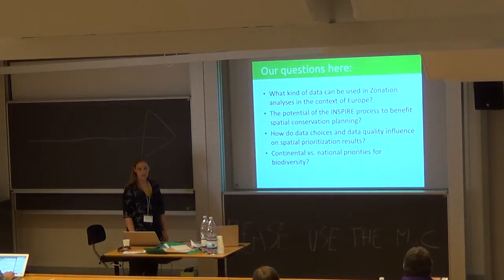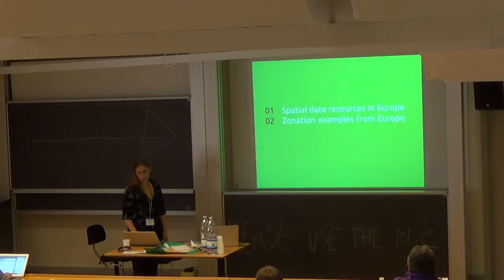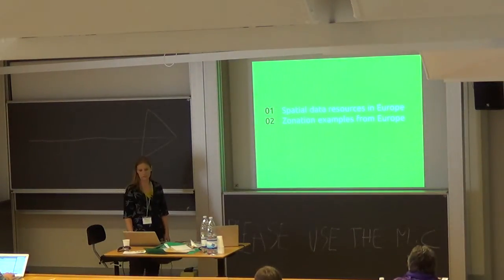So our questions here are: what kind of data can be used in Zonation analysis in the context of Europe? How can the INSPIRE process benefit spatial conservation planning in general? And how do data choices and data quality influence spatial prioritization results in principle? I also have an example about how continental versus national planning affects biodiversity priorities. At first I will talk about spatial data resources in Europe and how they can be applied in spatial prioritization. And after that, I'll show you some examples of Zonation analysis in Europe.